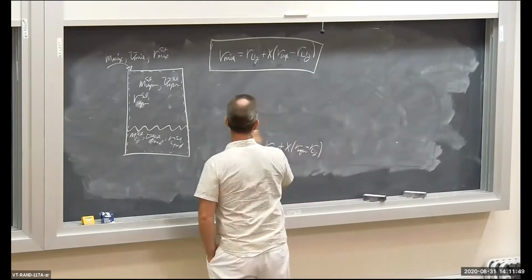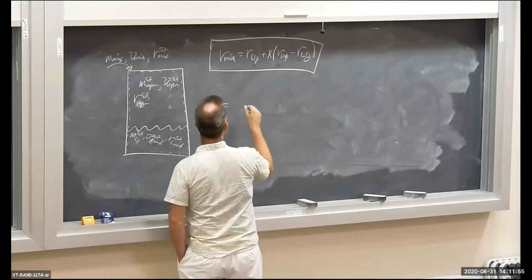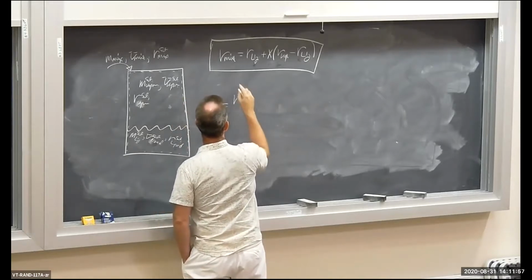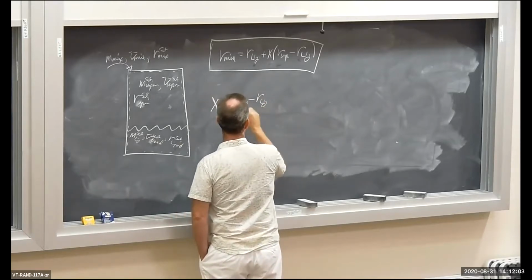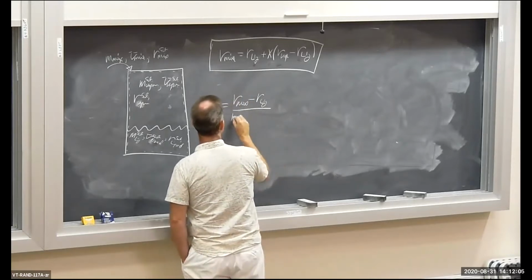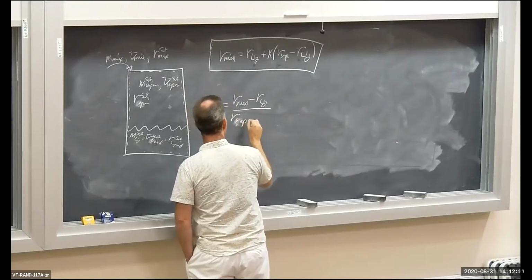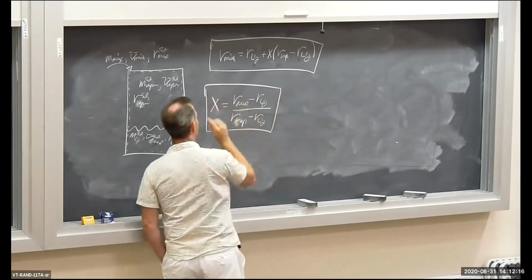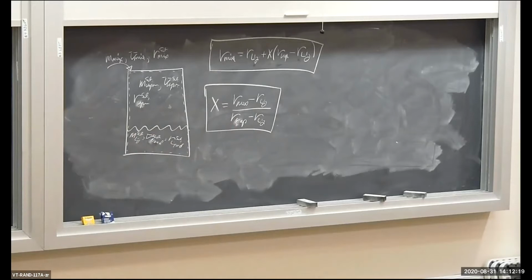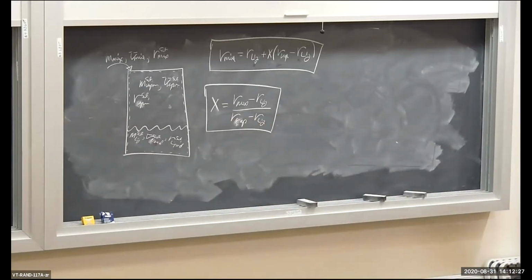Of course, I can solve for quality. I can also say quality is equal to the specific volume of the saturated mixture minus specific volume of the saturated liquid divided by the difference between the specific volume of the saturated vapor and saturated liquid. So this is another version of the same equation, okay? You give me specific volume for the mixture, and I can give you quality. All right?